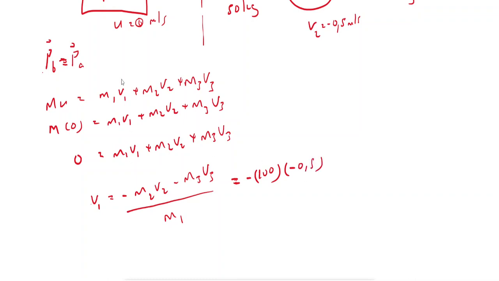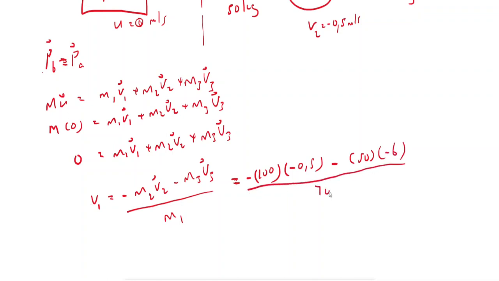So basically here is still vectors. Everything here is still vectors, so you haven't considered the directions yet. You haven't included the negatives and the positives. Even here is still vectors. Only when you start substituting do you substitute the actual values. So this is going to be minus, and then M3 we said is 50, and V3 is going to be minus 6, if I remember very well.